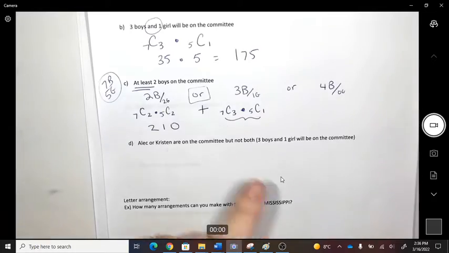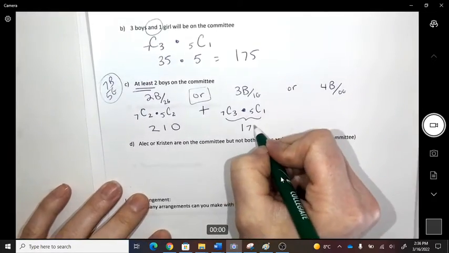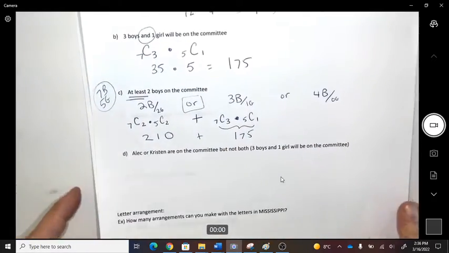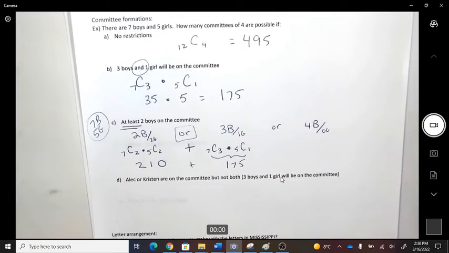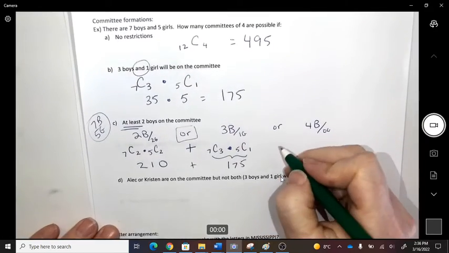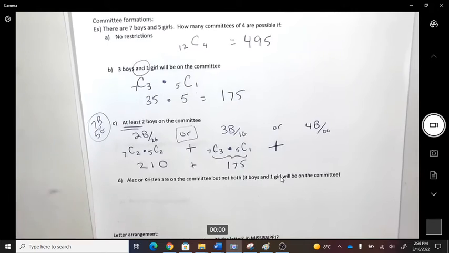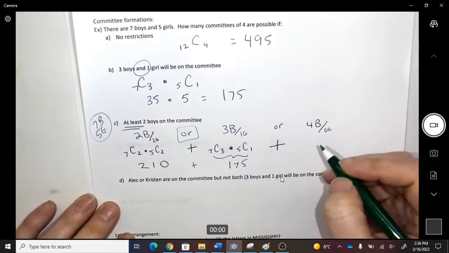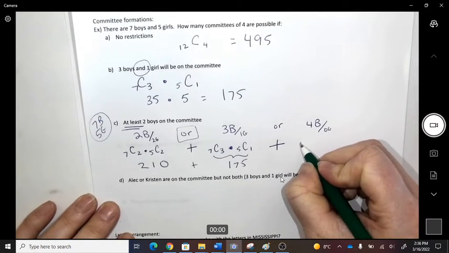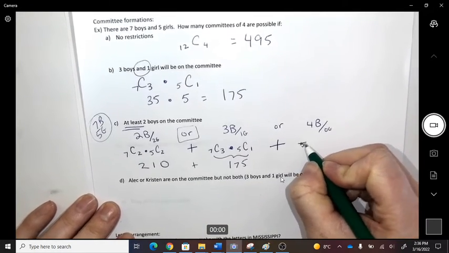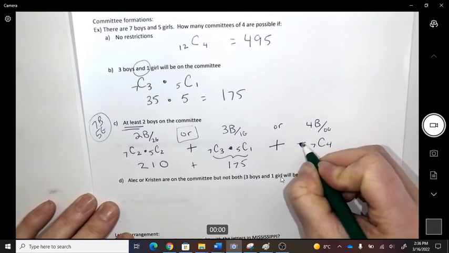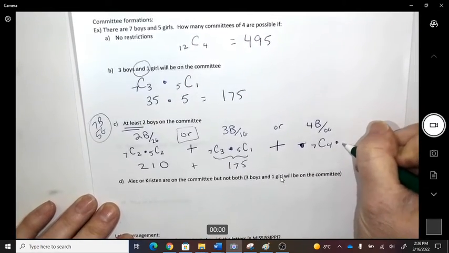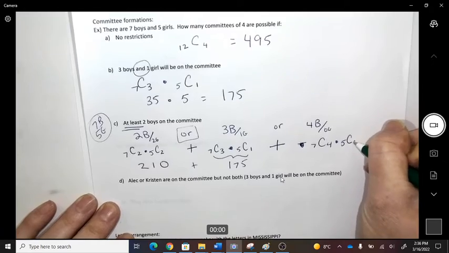Hey, we just did that one above, right? 175. That was that one. We just did it. Or the other situation, so a separate situation, so I'm adding four boys. So you're going to have seven, choose four, and five, choose zero.